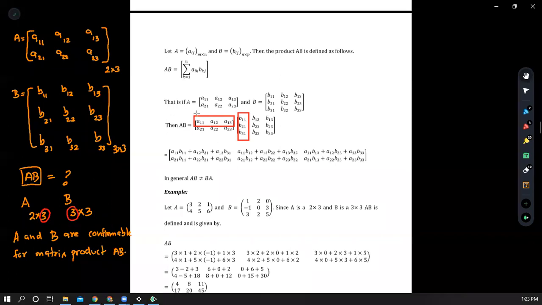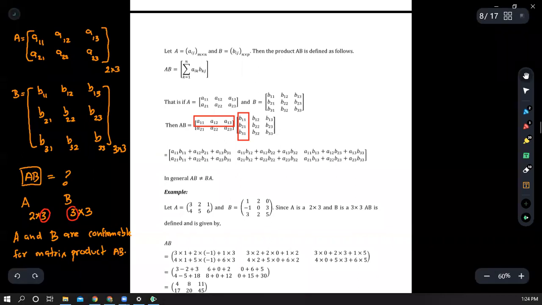If I multiply the first row with the first column, I will get the element at the first row, first column. This is the element I obtain by multiplying the first row of the first matrix with the first column of the second matrix. I multiply the first element with the first element, second with second, and third with third, and then take the summation of those products. Then I will get A11 multiplied with B11.